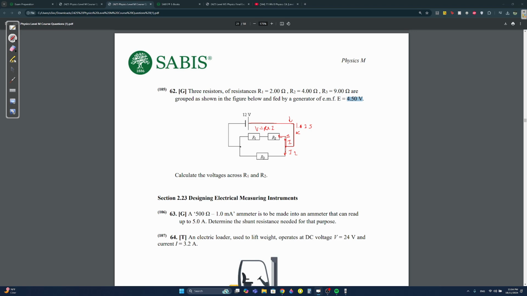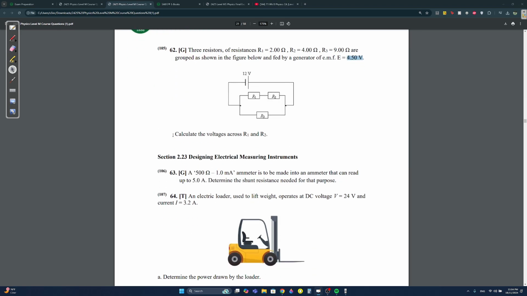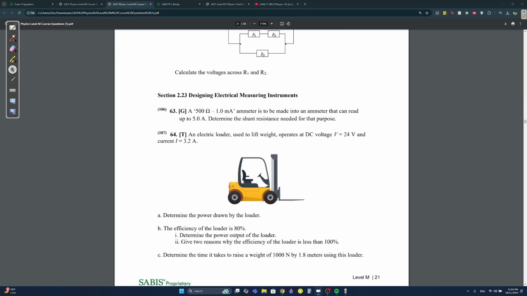Okay? Section 2.23, this is shunt resistance. A 500 ohm, 1 milliampere ammeter is to be made into an ammeter that can read up to 5 ampere. Determine the shunt resistance. Always remember RS is equal to IFS times R of the coil over I minus IFS. Okay, this is the shunt resistance formula.